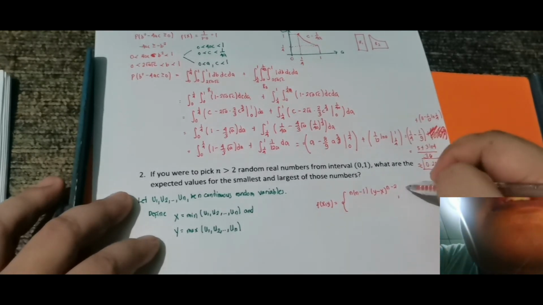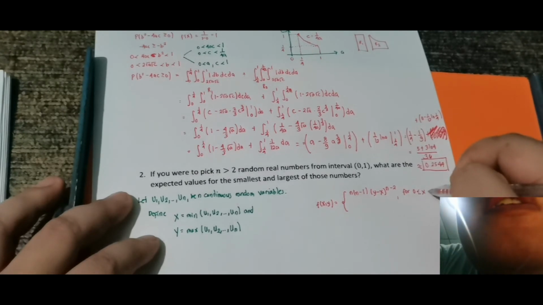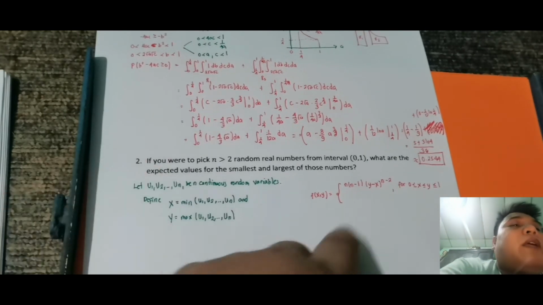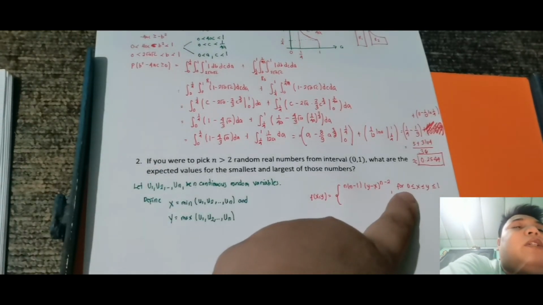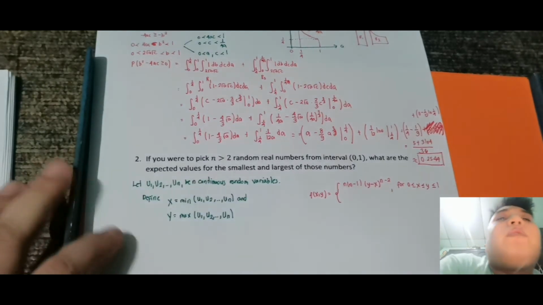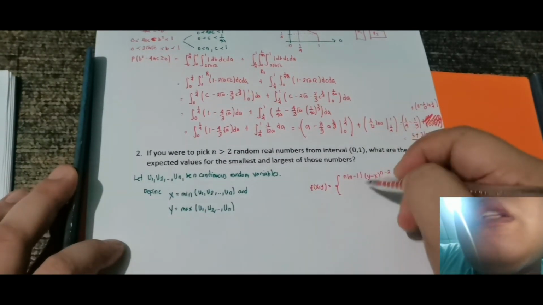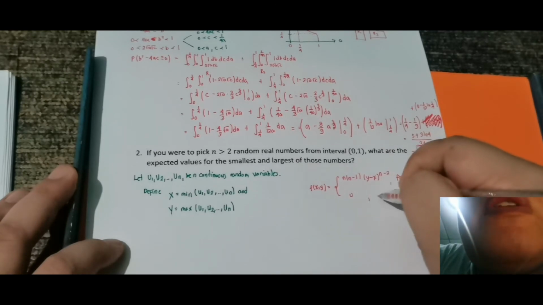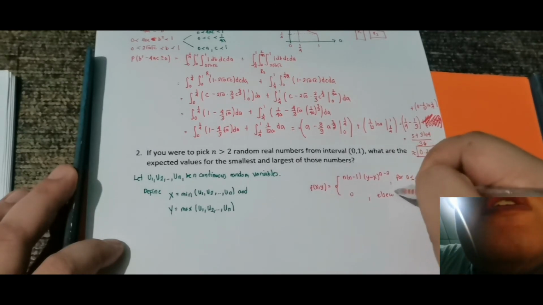Okay, so this is for 0 less than x less than y less than 1. So tama naman yung aking parameter, no. 0 is less than or equal to x, x is less than or equal to y, less than or equal to 1. So napapalibutan sila. Then 0 elsewhere or otherwise.